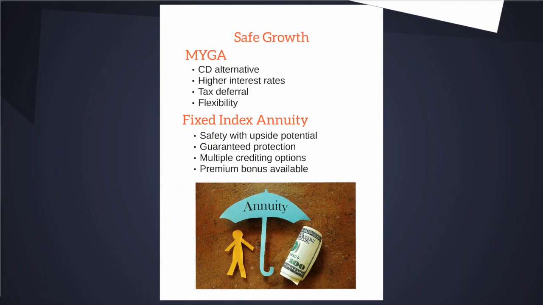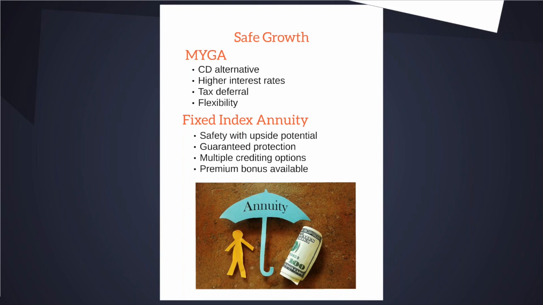And then finally, the growth alternative. If we're trying to grow the money, and your clients are looking for safety, security, and growth, we're going to look at either the fixed guaranteed annuity, which is also known as a MYGA. You can think of this as a CD alternative. If your clients have money in CDs, we will absolutely kill what a CD is crediting.